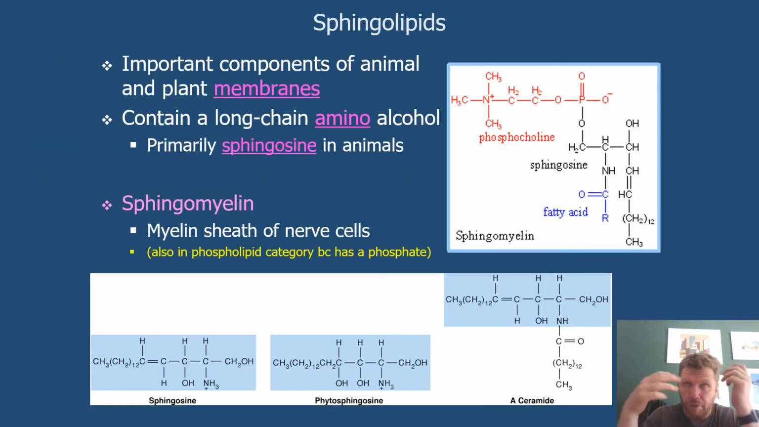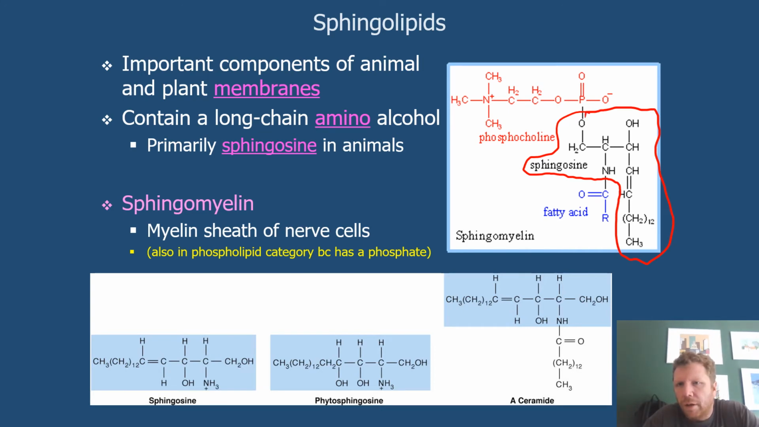Our next group to elaborate on, sphingolipids a little bit, these are important components of animal and plant membranes. They contain a long chain amino alcohol. Here is our long chain amino alcohol. Here would be the long chain portion of it. We've got that repeated CH2 12 times. So in animals, this is the most common amino alcohol that you'll see in a sphingolipid.